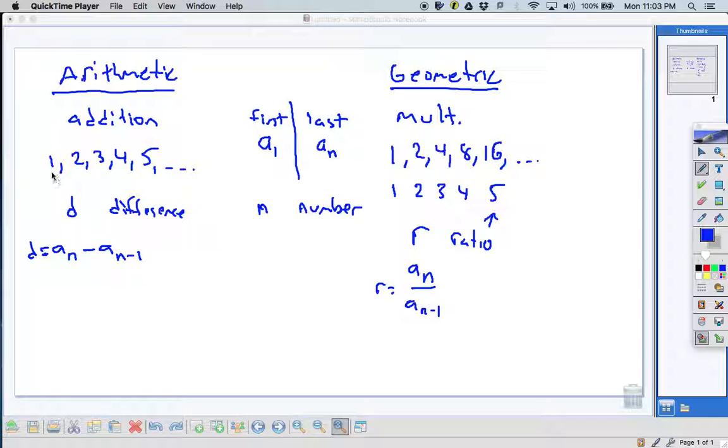And for addition, the entire rule is add 1. So it doesn't matter where in the pattern you are. In the case of arithmetic, the difference is always the same. In the case of geometric, the ratio is always the same.